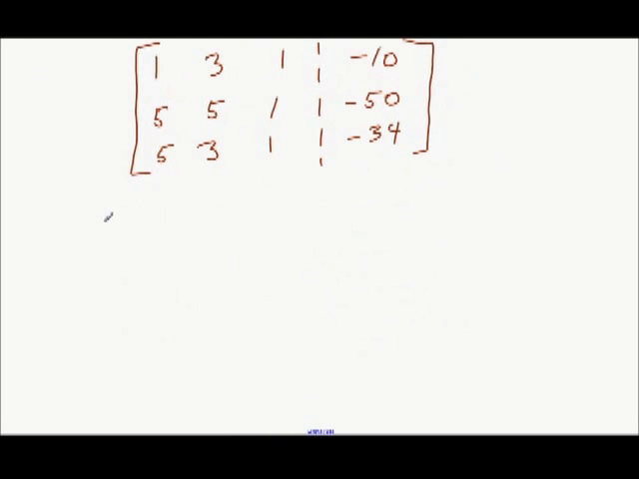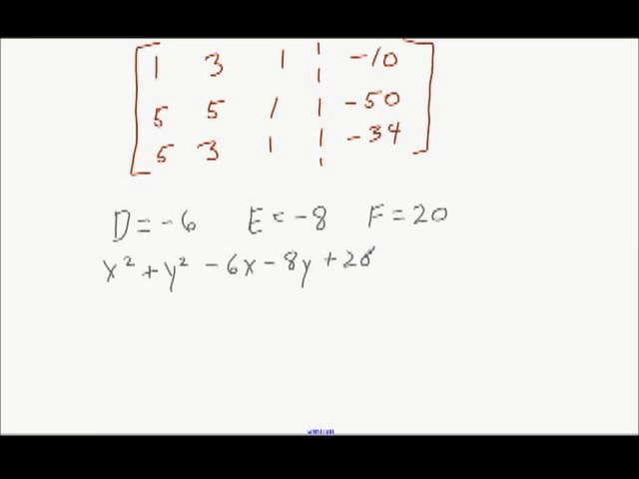So I go back to my work and I find that D equals negative 6, E equals negative 8, and F equals 20. So the general form for the equation of this circle would be x squared plus y squared minus 6x minus 8y plus 20 equals 0.